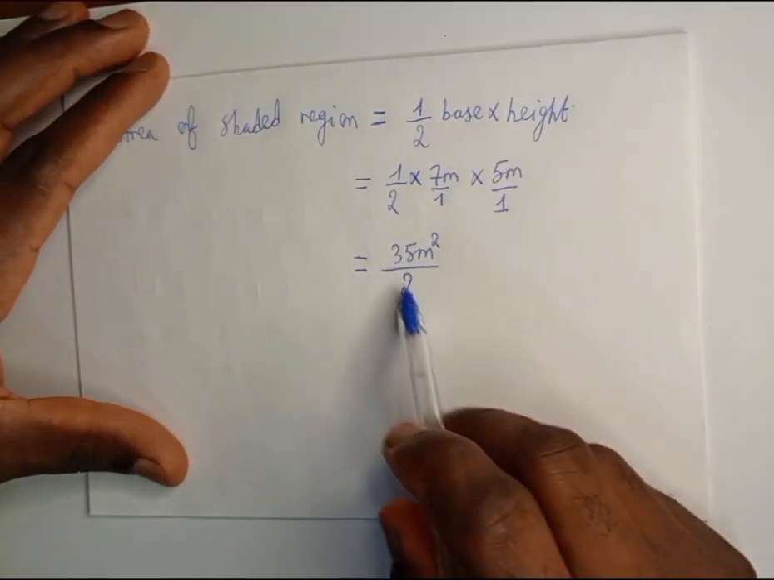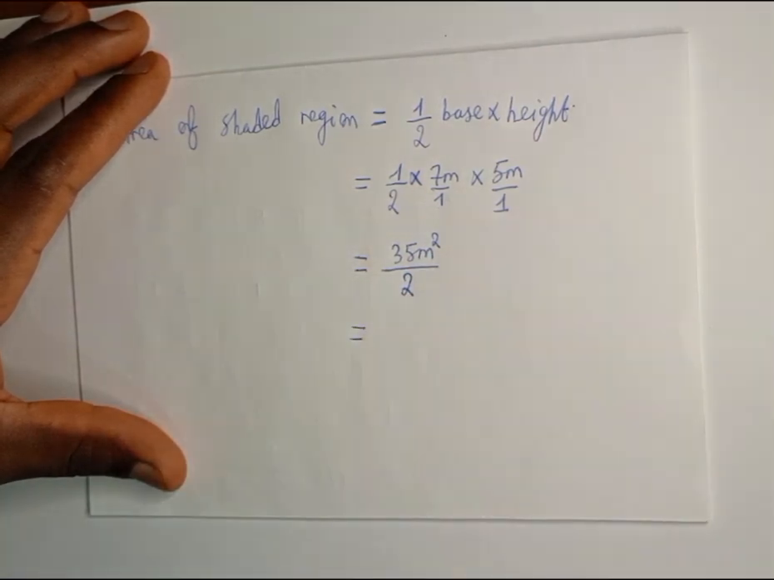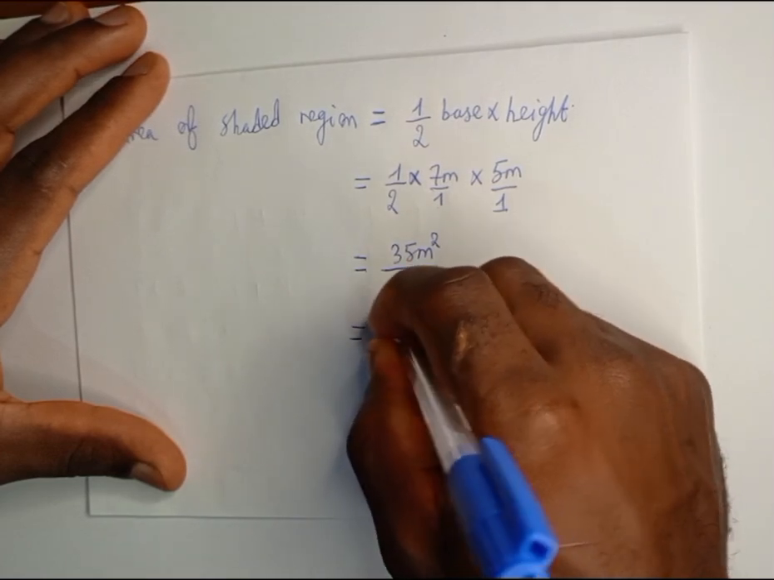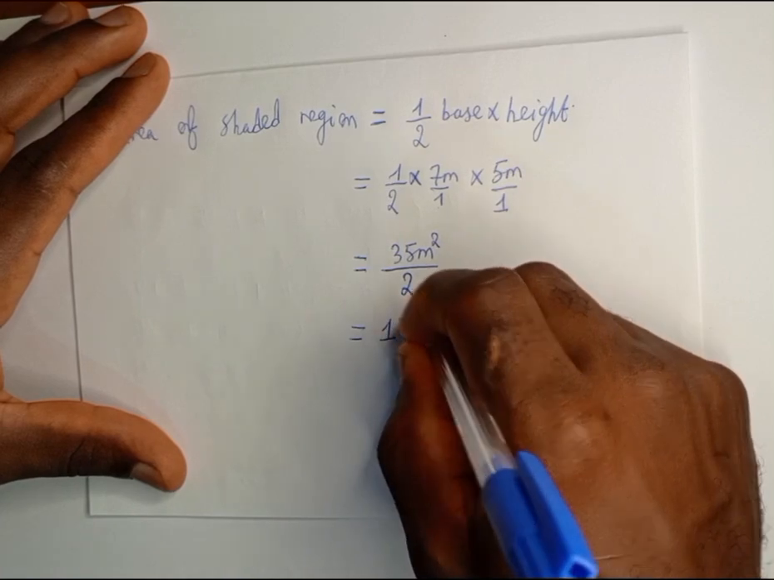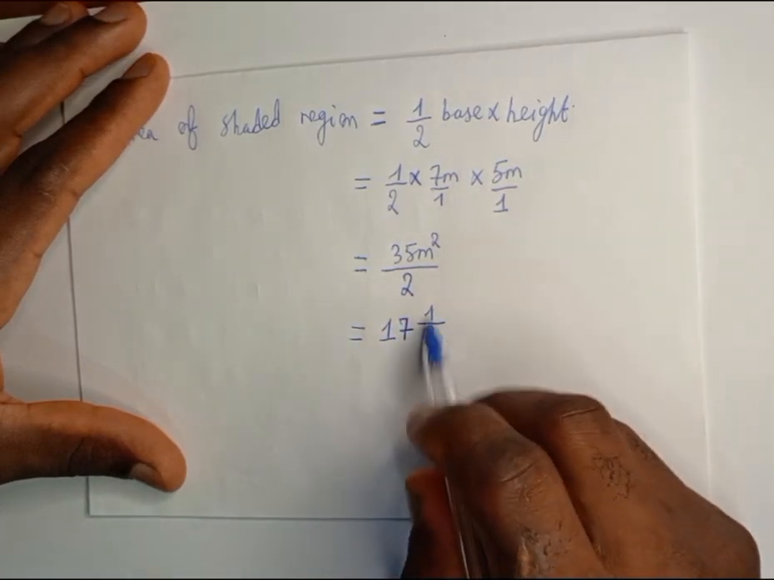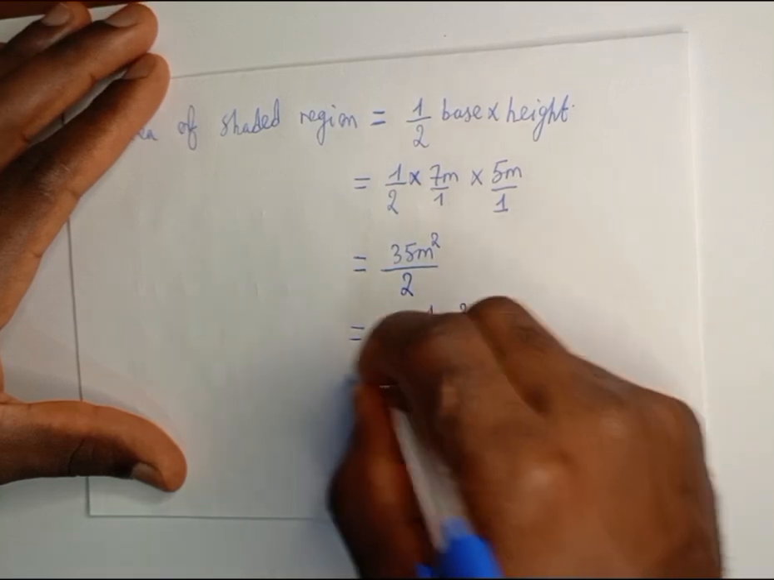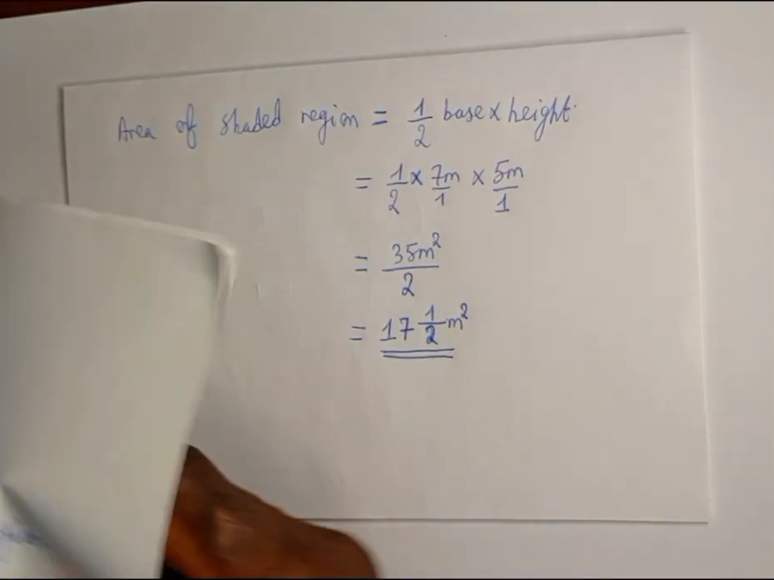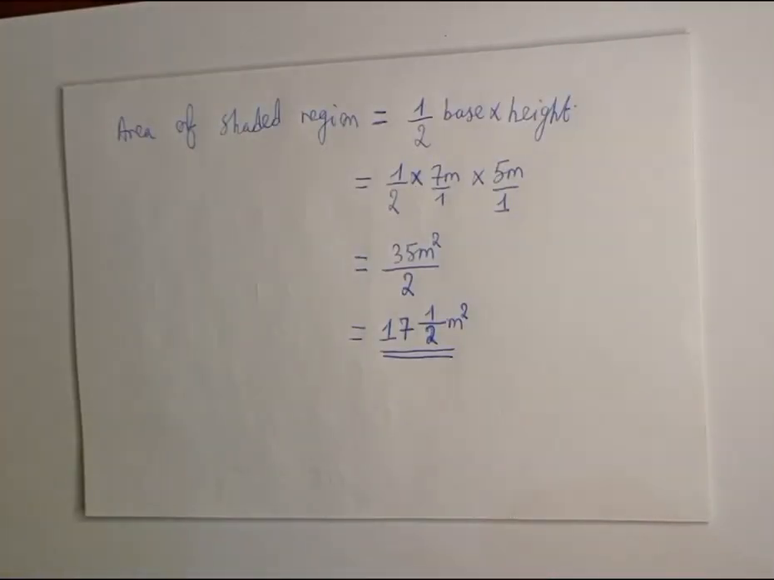Expressing 35 all over 2 meters squared as a mixed fraction, this will simply be equal to, it has a whole number part of 17 and a remainder of 1. So this will give us the mixed fraction 17.5 meters squared. This is the area of the shaded region. We are done with the solution.